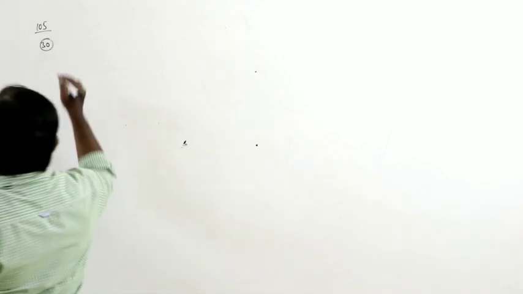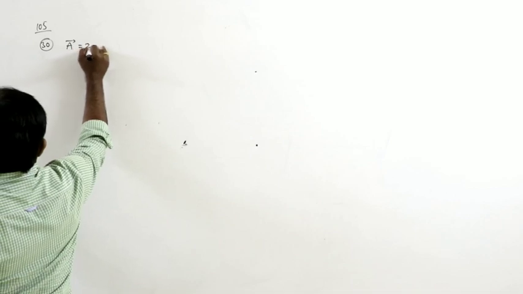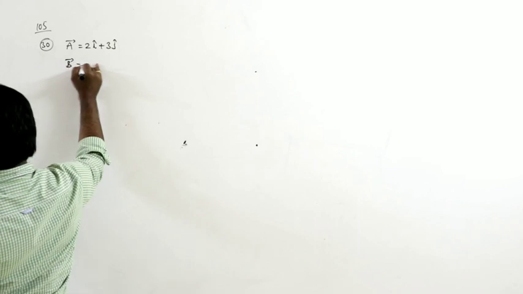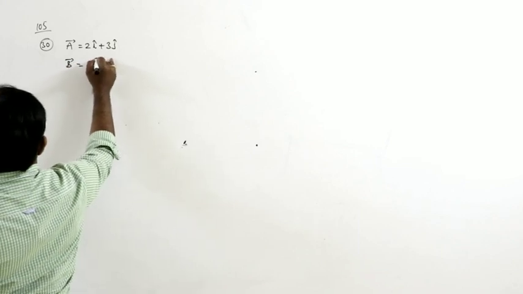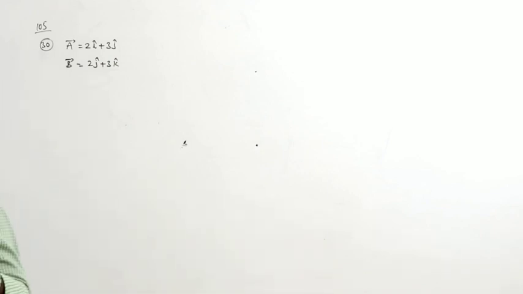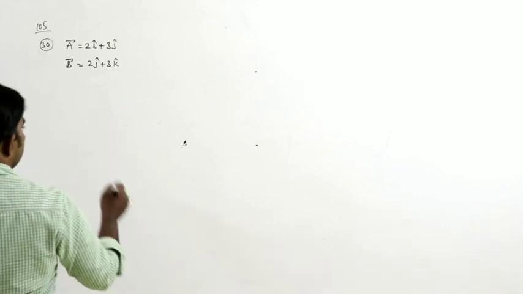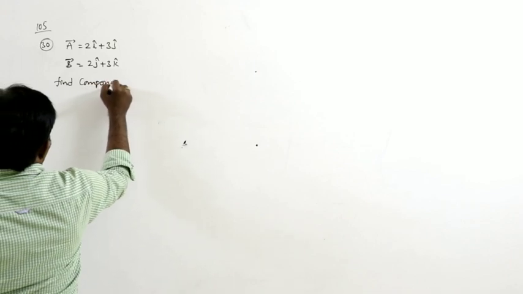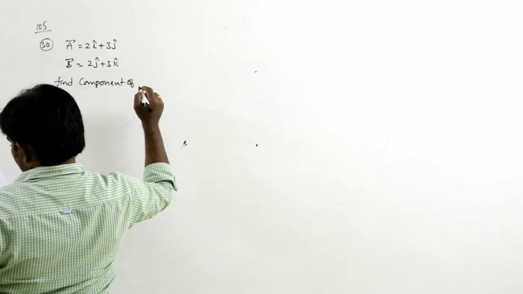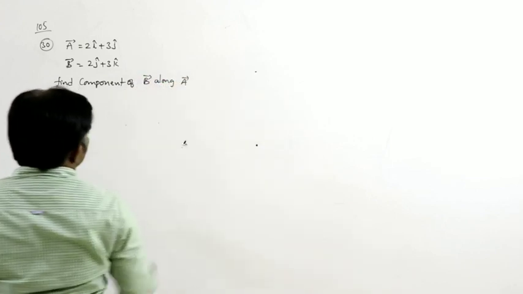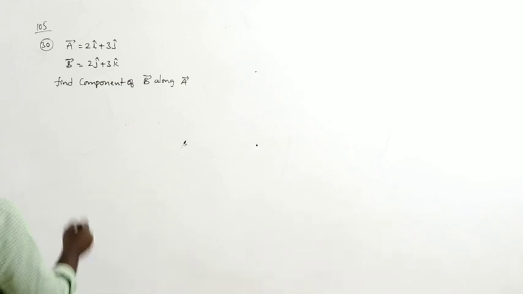If a bar is equal to 2i plus 3j and b bar is equal to 2j plus 3k, find the component of b bar along a bar. Component of b bar, just now we got, what is that value?